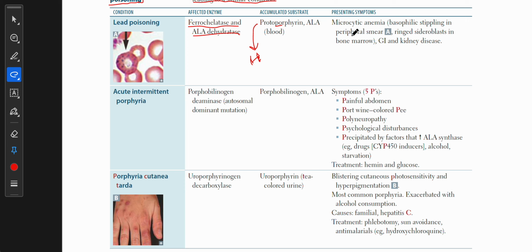The presenting symptoms are microcytic anemia with basophilic stippling on peripheral smear. Basophilic stippling occurs, Figure A. Here you can see this is basophilic stippling. And then ringed sideroblasts in bone marrow are seen, and also GI and kidney disease can occur.